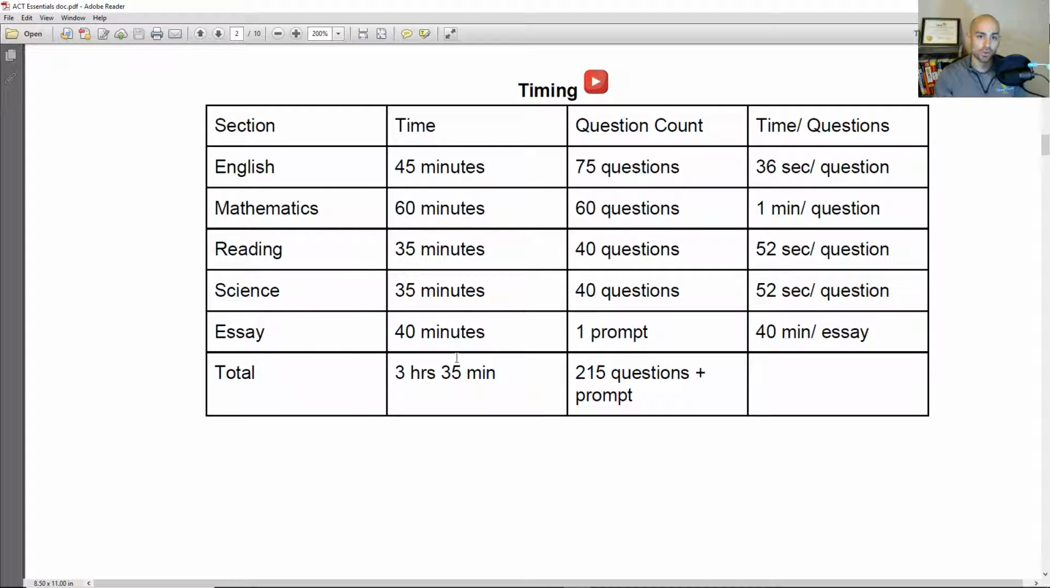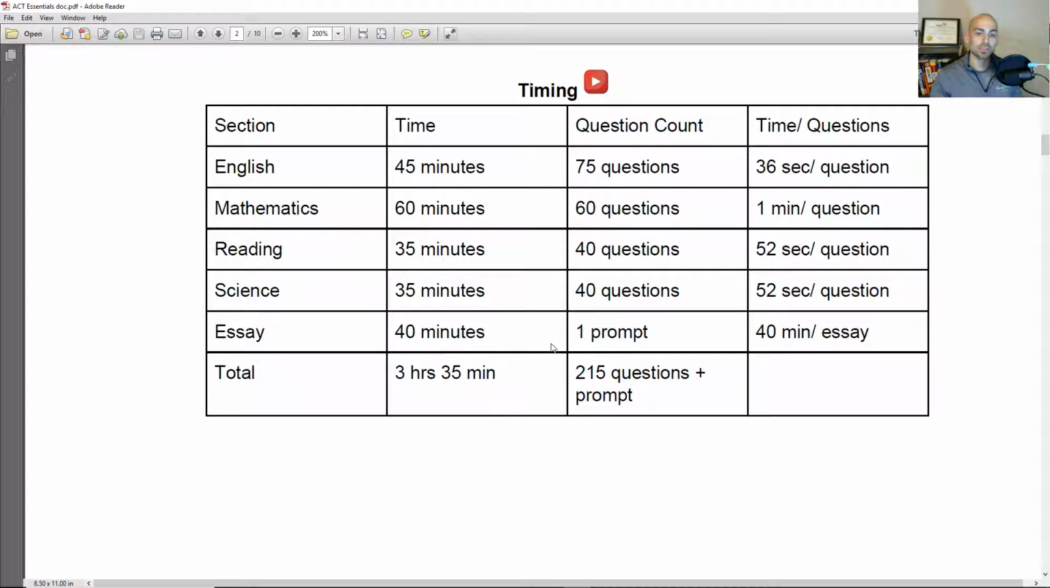They allot for a total time of 3 hours and 35 minutes. That is 15 less minutes than the SAT. And then the question count is 215 pure multiple choice questions with an essay on top of that. And that is 61 more questions than the SAT.